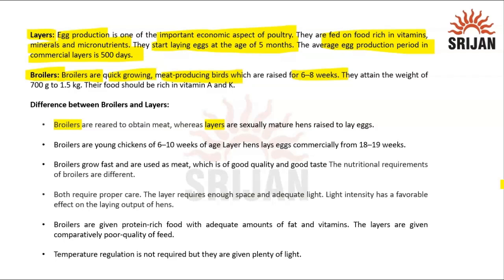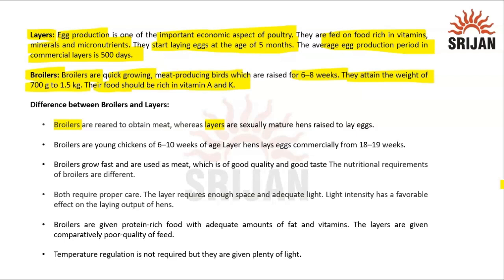Because for egg production, you have to wait for 7 months. Here, you need not wait for 7 months. Within just 2 months, you will get your broiler. They attain a weight of 700 grams to 1.5 kg, which is a very average weight. And they need feed which is rich in vitamin A and K, and there are other important requirements as well, which affect the quality of the meat that you are getting.